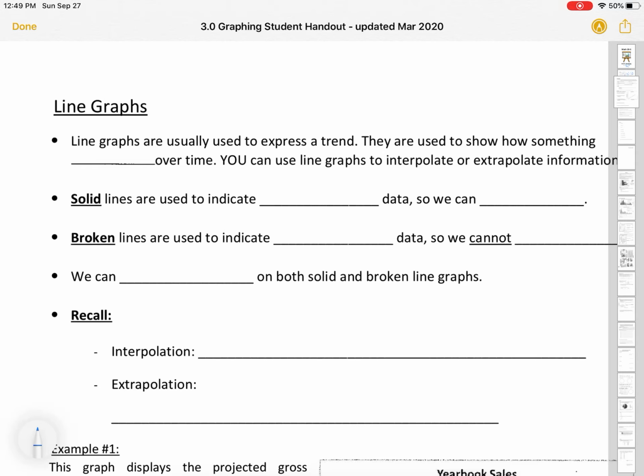Line graphs. Today we're going to focus a bit on line graphs, and then later in the day we're going to talk about plotting on the Cartesian plane, or the XY coordinates. So line graphs are usually used to express a trend. They are used to show how something changes over time. You can use line graphs to interpolate and extrapolate information. Solid lines are used to indicate continuous data, so we can interpolate.